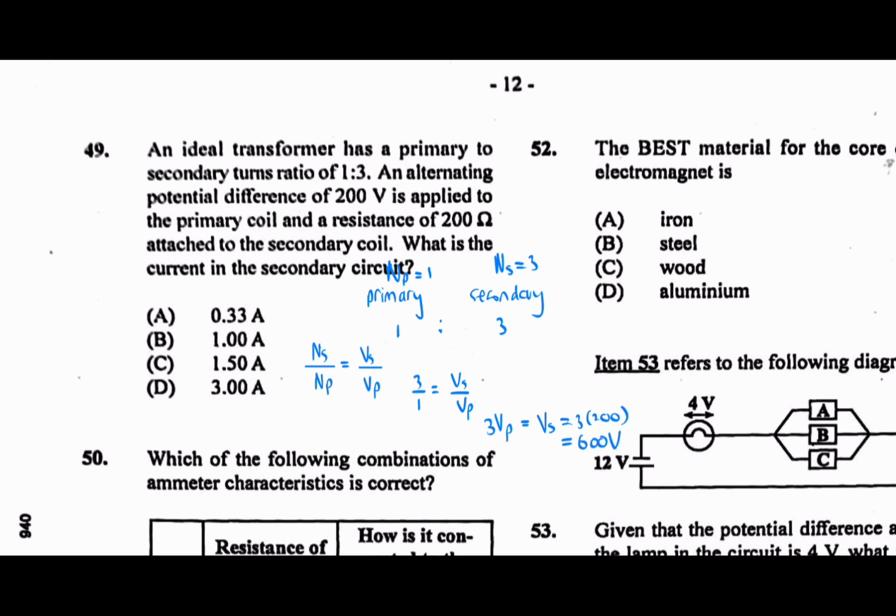So on the secondary side, we also have our resistor. The resistor here is 200 ohms, and we know that the potential difference across it is 600 volts. So if I want to find current, remember V is equal to IR. If I make I the subject, I is equal to V over R. My voltage is 600 and my resistance is 200. So 600 divided by 200 is 3. So my answer is 3 amps. That's it.